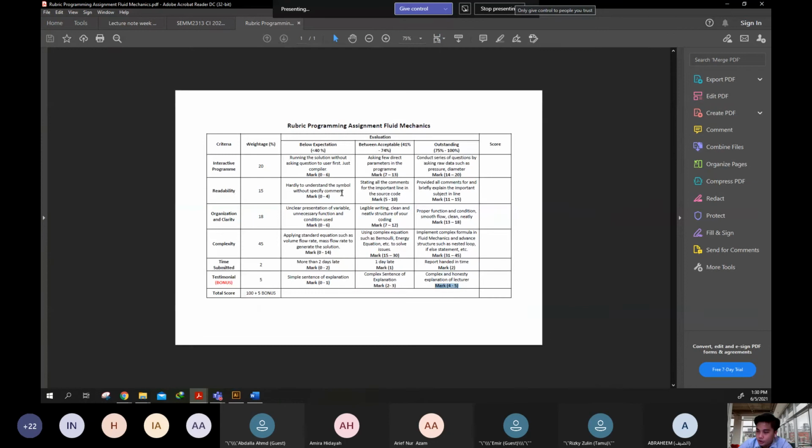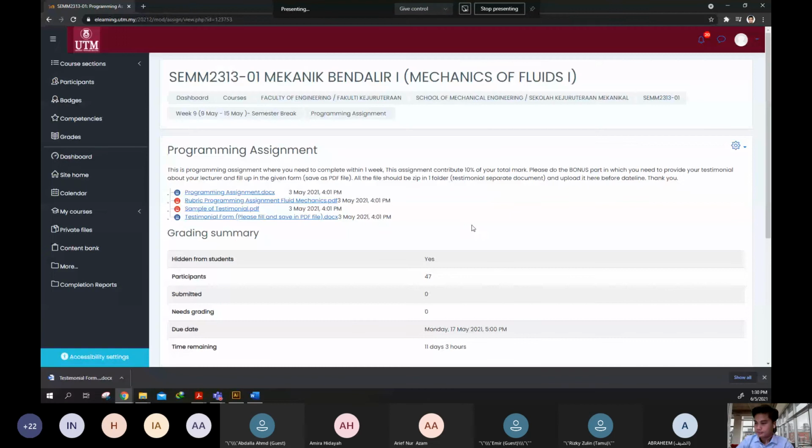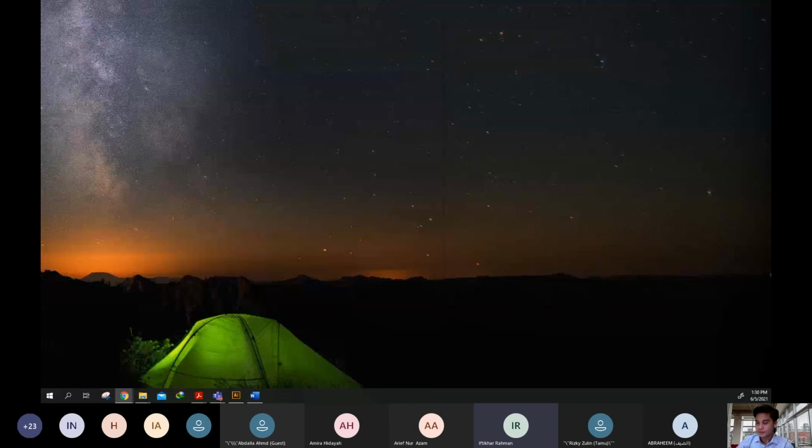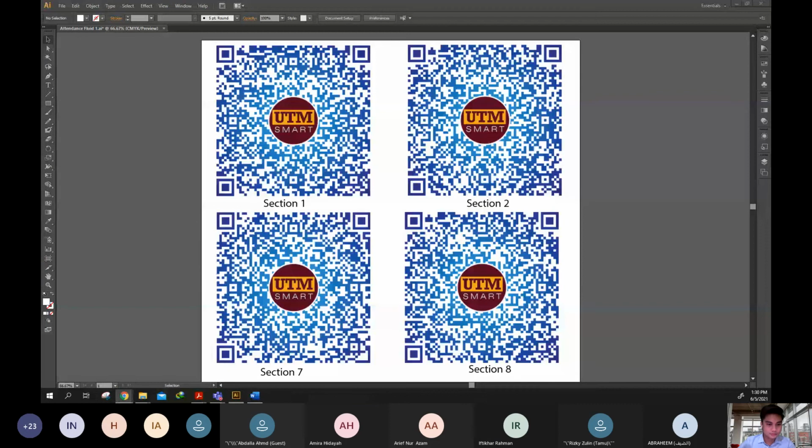Okay, I think that's all for today. Do you have any question pertaining to the programming assignments? Doctor, can you show the QR code? So for the programming assignment, the due date is Monday, 17th of May. I give you around 2 weeks, almost 2 weeks to complete the programming assignment. So the rule: please do not copy and paste your friend's work.